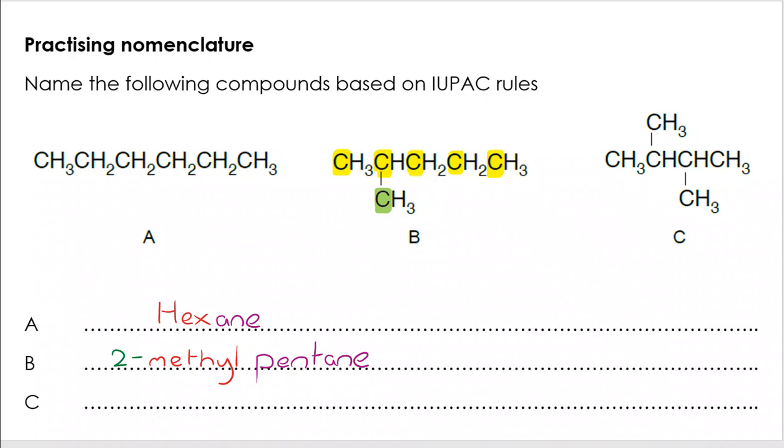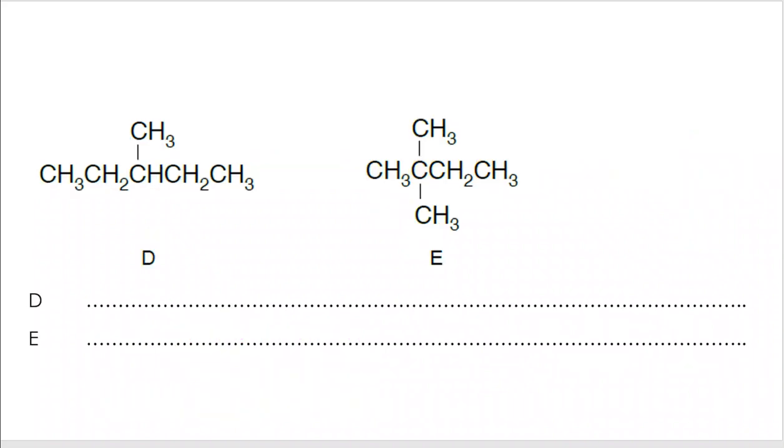Moving on to part C, and we've got our longest carbon chain here is 4, and I've highlighted that so that you can see it. Now, coming off there are 2 methyl groups, so we need to represent that there are 2. We do that by using the term dimethyl. But once again, we need to say where they are. Well, it doesn't matter if I number from the left-hand side or the right-hand side. There's one on the second carbon and one on the third carbon. So my full name for part C is 2,3-dimethylbutane. Have a go at D and E.